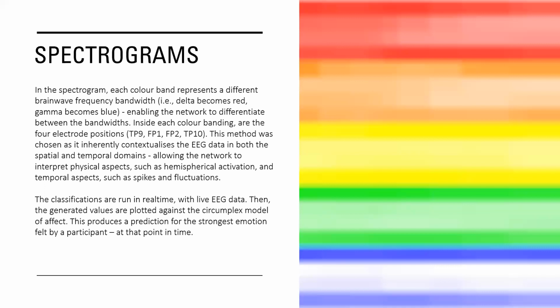fluctuations over time. The classifications are run in real time with live EEG data, and the generated values are plotted against the circumplex model of affect. Again, more on that later, to produce a prediction for the strength of emotion felt by a participant at a certain point in time. Then just moving on.